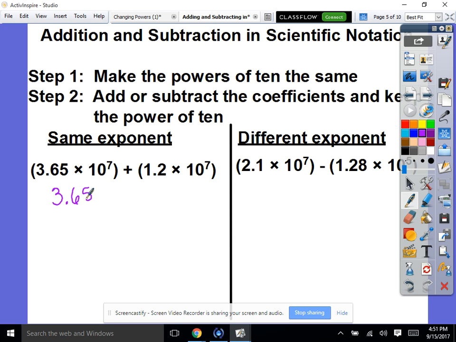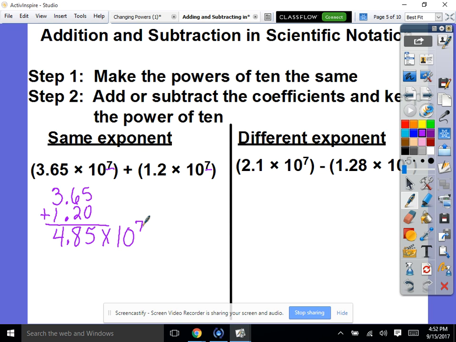3.65, and I'm going to do it in vertical form. You can do it horizontally, but I think it makes it a little bit easier for students to see. Now, we can add a 0 here so that we'll have the same amount of decimal places. So we add, that gives us 5 and 8 and 4, and that would be 4.85 times 10, and we keep the exponent. Kind of like with fractions, you have to have a common denominator. Well, when you're adding and subtracting in scientific notation, you have to have a common exponent. So we keep that exponent of 7.